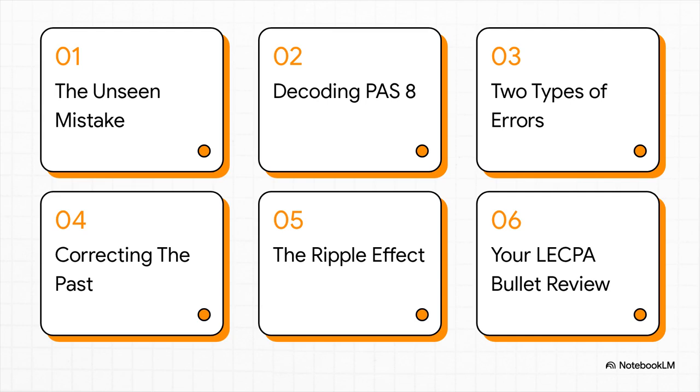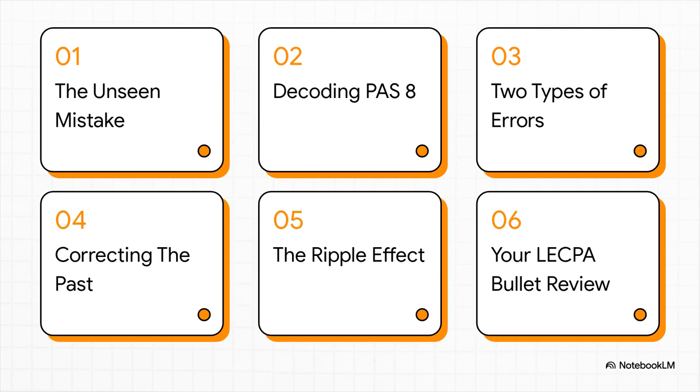All right, so here's our roadmap. First, we'll figure out what a prior period error actually is. Then we'll crack open the official rulebook, PAS 8. After that, we'll get into the two main types of errors you need to spot. Then, the fun part, the step-by-step fix. We'll see how one tiny error can cause a massive ripple effect, and then we'll wrap it all up with a super fast bullet review for exam day.